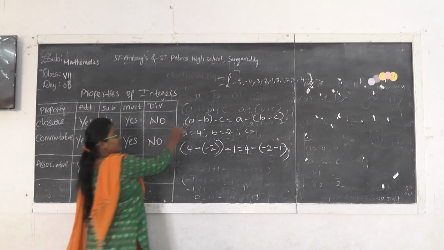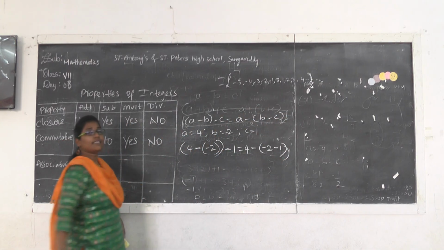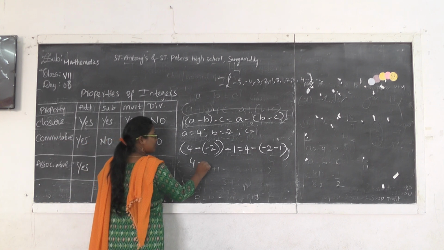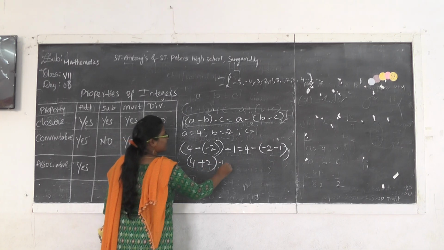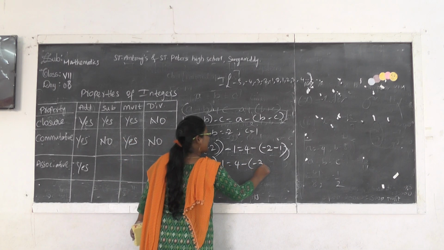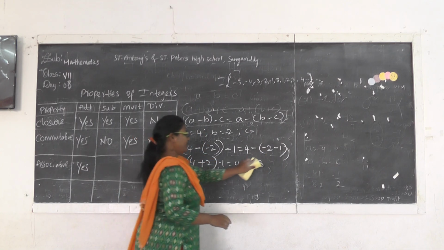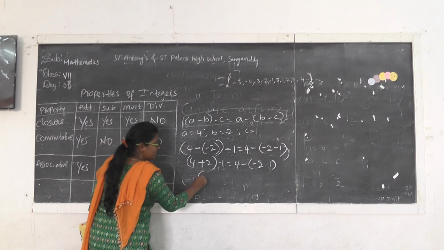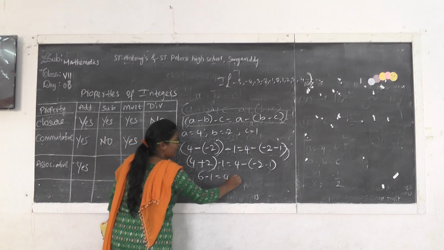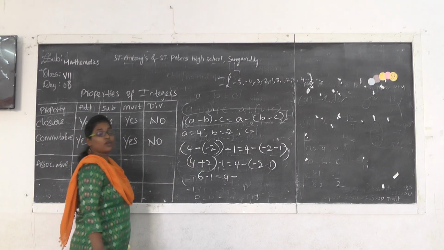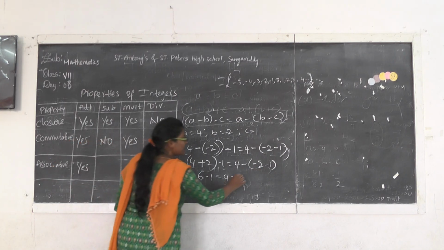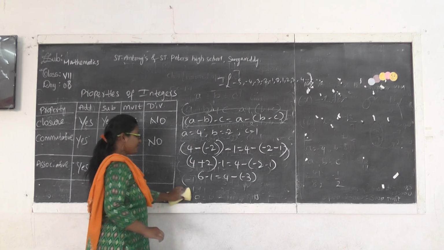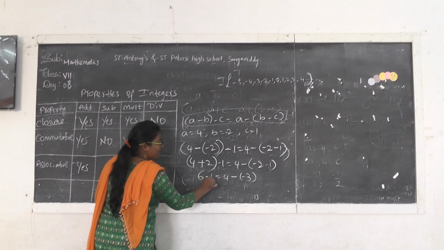Are you able to understand? This is associative property under subtraction. Now simplify the symbols first. Minus into minus, both are same symbols. So 4 plus 2, 6 minus 1 equals 4 minus, both are having same symbols, so what we have to do? Add. 2 plus 1, how much? 3. So 4 minus 3. 6 minus 1, how much? 5.